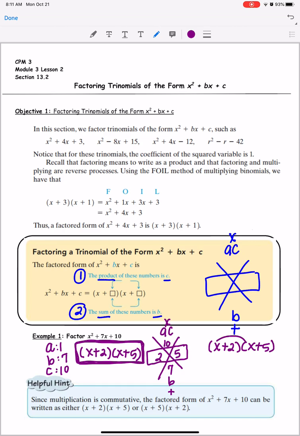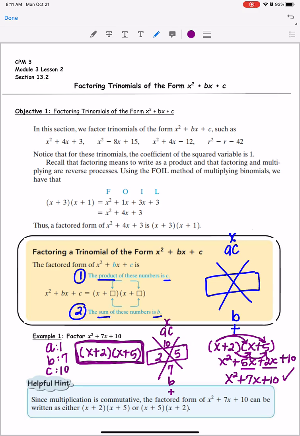we've got x times x, that's my first, that's x squared. My outer, x times 5. My inner, and then my last. And then when we combined our like terms here, my final answer is x squared plus 7x plus 10. So when I FOIL, I get back to my original, so I know I have factored that right. So all of these you can check.